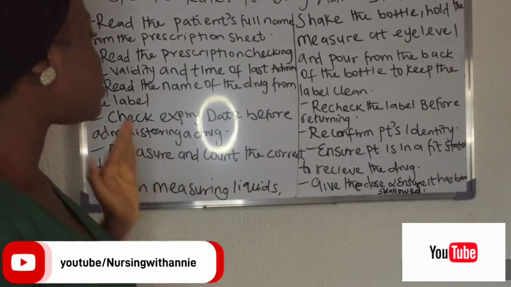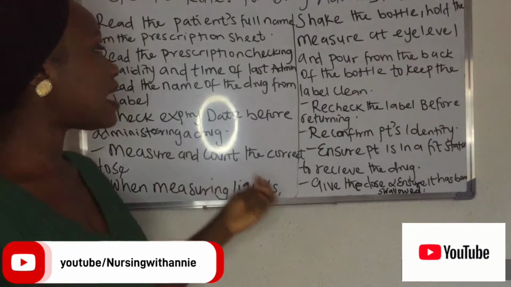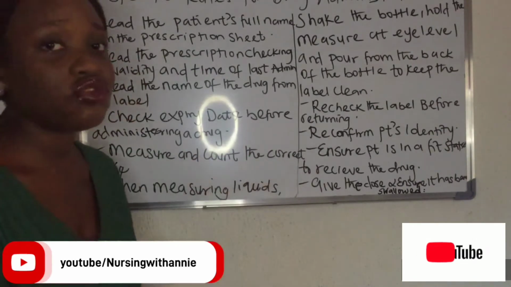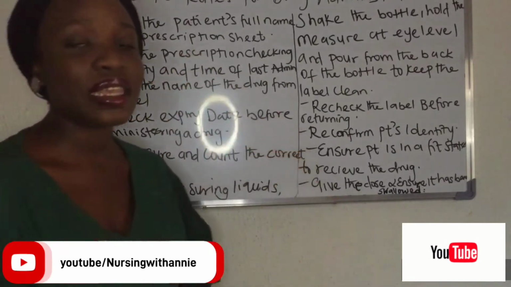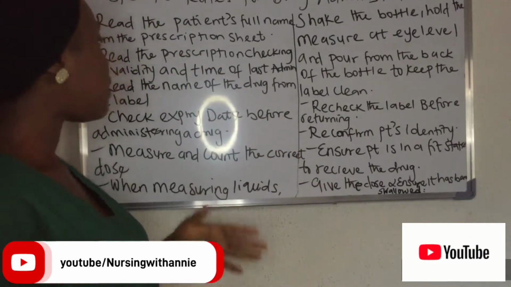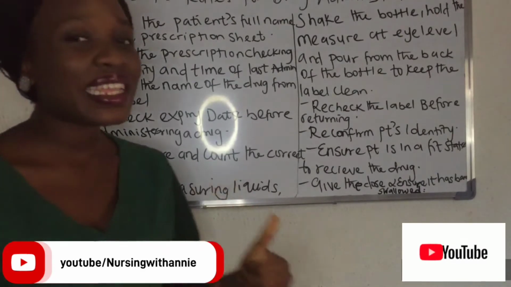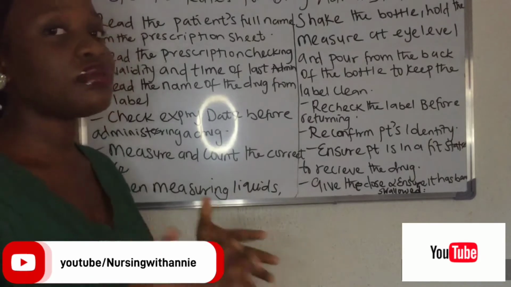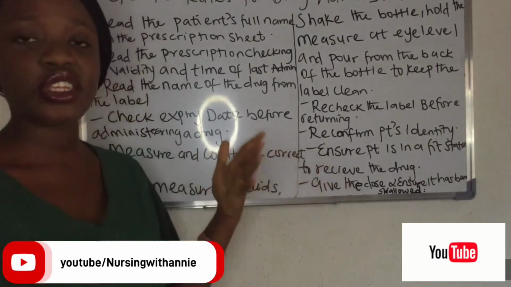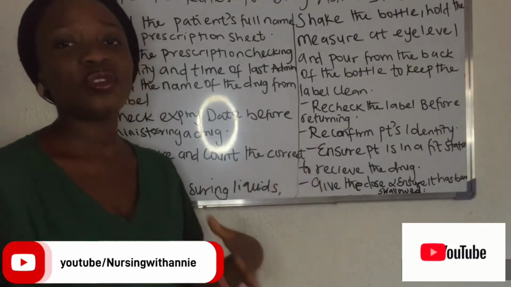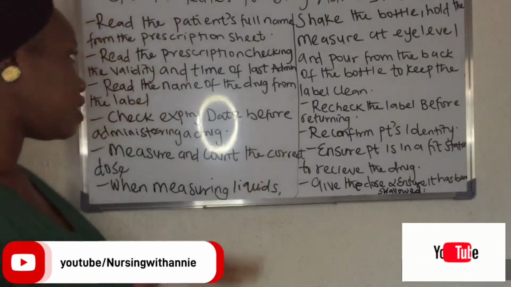The next is: read the prescription, checking the validity and time of last administration. Before you give a drug, you have to check the validity, meaning for how long this drug is to be given. You have to check the time of the last administration. When was this drug administered last? Maybe a nurse in the previous shift administered the drug, so you want to know when the nurse last administered the drug and where you are to take over.